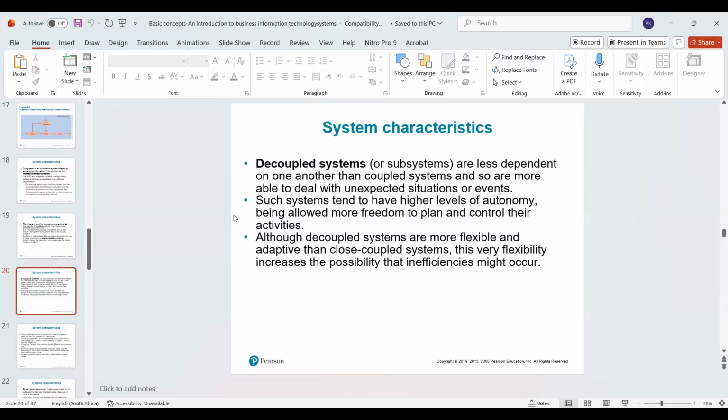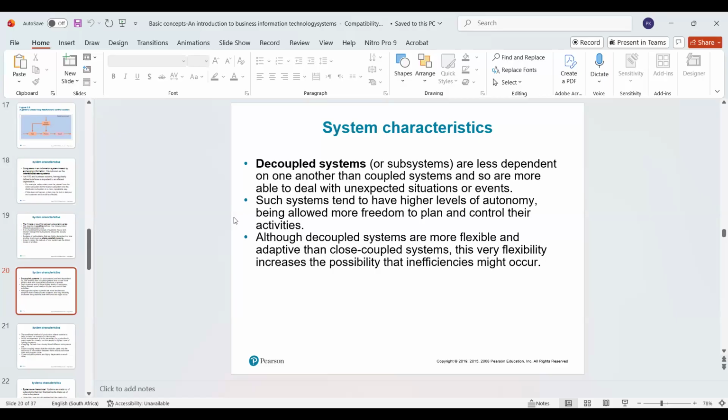We don't depend on the customer's order, but we produce whatever. We don't depend on the sales to produce. We are just producing. So when we go into our inventory, we have a lot of stock packed there, and whenever customers need them, we use it. So such systems tend to have higher levels of autonomy. We don't depend on anything. We don't depend on sales to produce. We are just producing. You understand? Being allowed more freedom to plan and then control their activities.